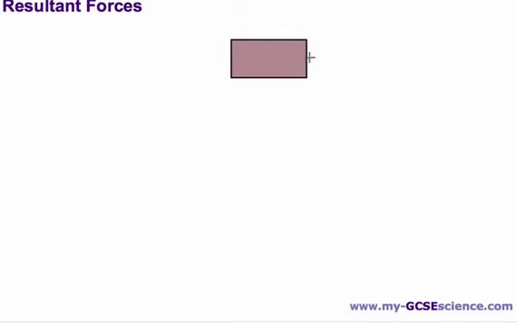So if we start off nice and simply with a force that's going in this direction to the right of the box, and let's say the force is 10 newtons. It's quite easy to understand that this box would move towards the right hand side if we added a force of 10 newtons towards the right. In actual fact, we say it would accelerate towards the right hand side. The overall force, or the resultant force, is 10 newtons towards the right hand side.